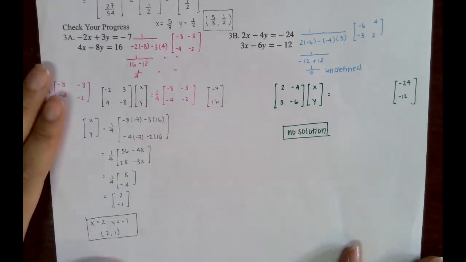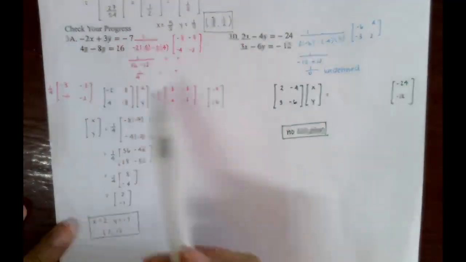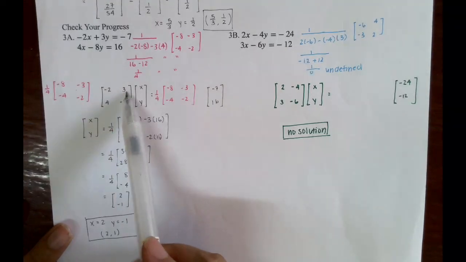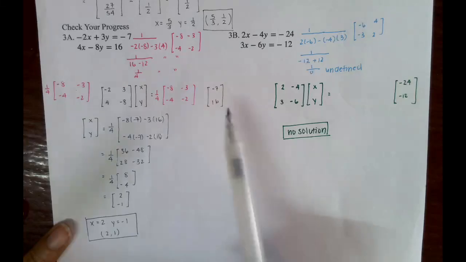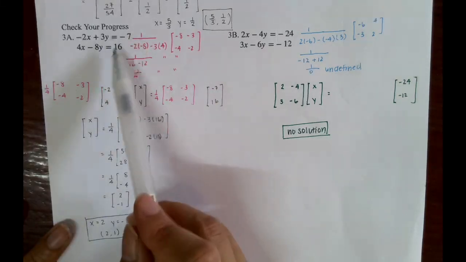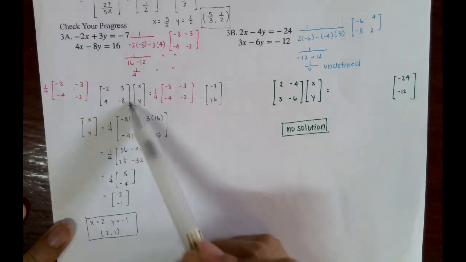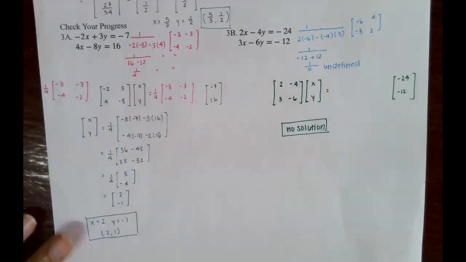Okay? So the first thing I did is I rewrote this system of equations into my matrix equation. So this is my coefficients, -2, 3, and 4, -8. And it was x, y. These are my constants, -7 and 16. Okay. Then, since I want to get rid of this matrix, I'm going to find its inverse, so that way they can cancel each other out.